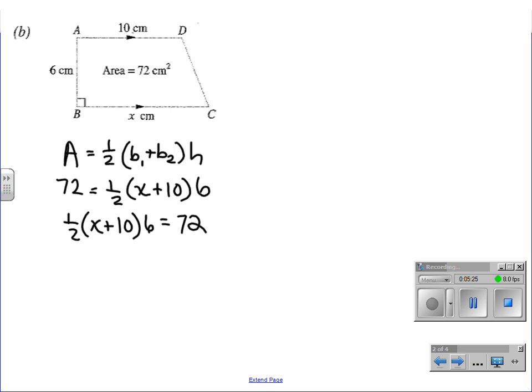We have 3 things multiplied by each other here on the left side of the equation now. We can rearrange them because it's all multiplication, right? I would rearrange it like this, so that I have my 1/2 times 6 next to each other, because what's 1/2 of 6, Ethan? 3. So this equation now is simplified to 3 times the sum of x plus 10 equals 72.